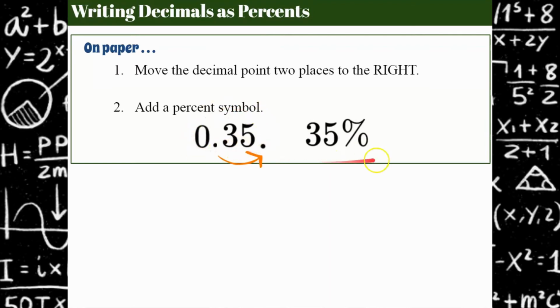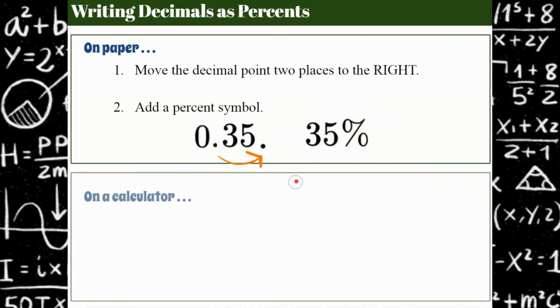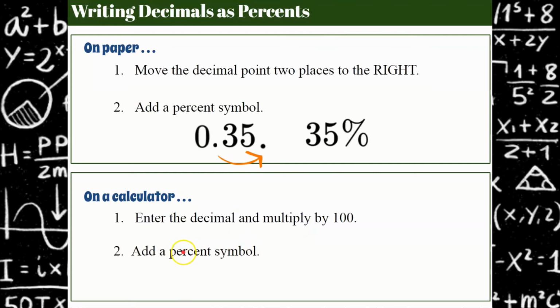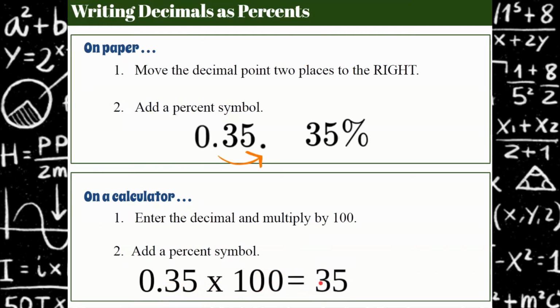35 hundredths, 35%. So you move this 2 places, and then here's where the digits are. Let's try it again. On a calculator, you enter the decimal, and then you multiply by 100, remembering that multiply is the inverse of divide, so it works out. And add a percent symbol. So we have 0.35 into the calculator, multiply by 100, and you will see that that's 35, and you have to add the percent. So you're either removing or adding the percent symbol.